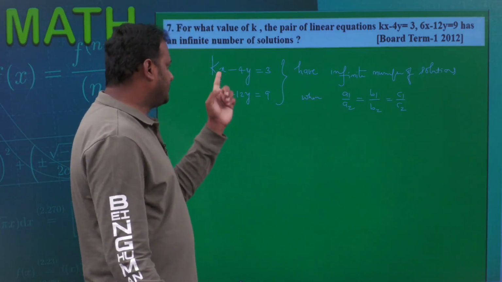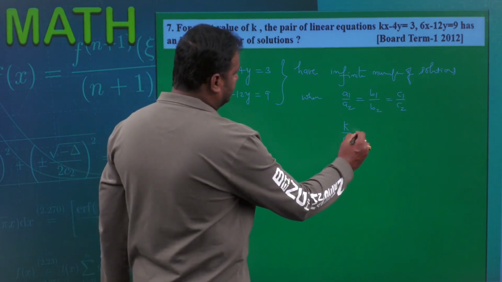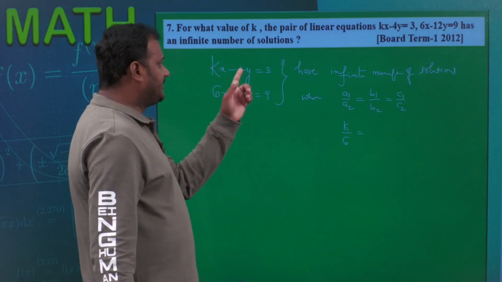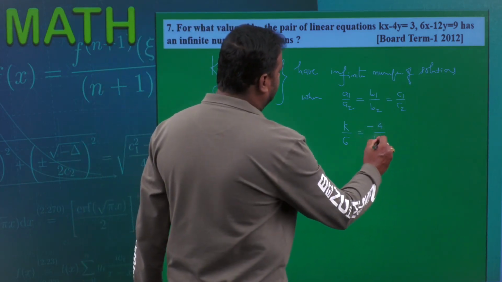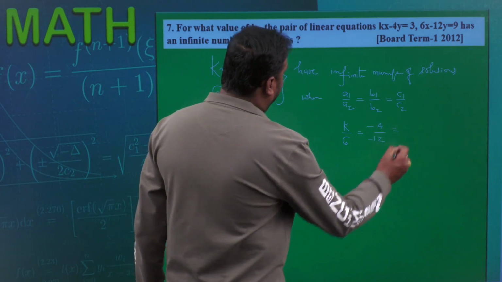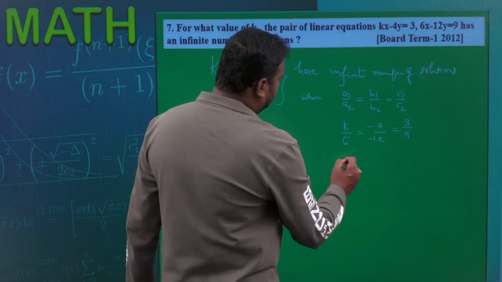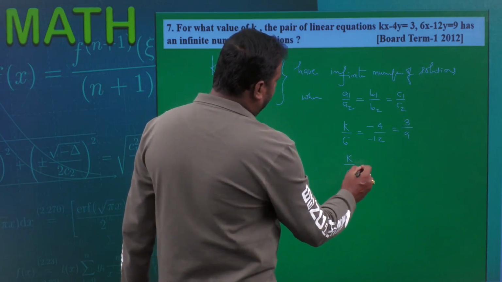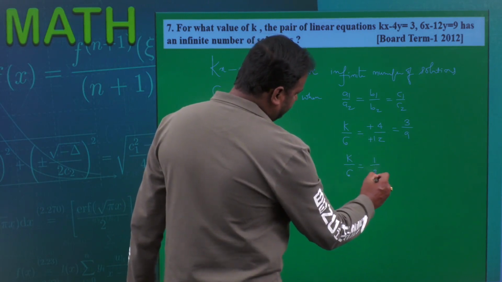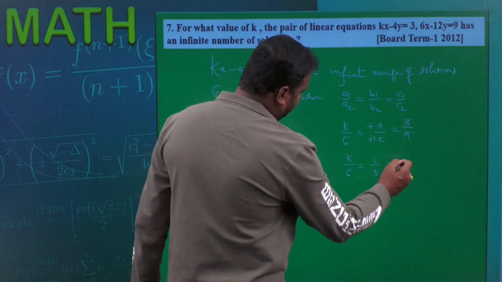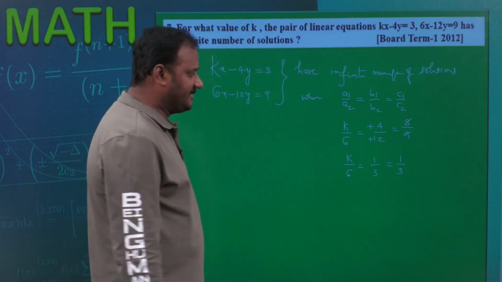A1 by A2, the ratio between the x coefficients, is K divided by 6, equals B1 by B2, which is minus 4 by minus 12, equals C1 by C2, which is 3 divided by 9. Okay. So K divided by 6 equals minus 4 by minus 12, the minuses cancel. 4 1s are 4 and 4 3s are 12, and 3 1s are 3 and 3 3s are 9. So K by 6 is equal to 1 by 3 basically.